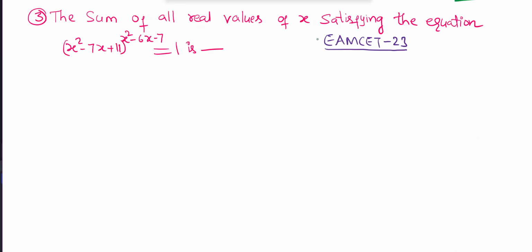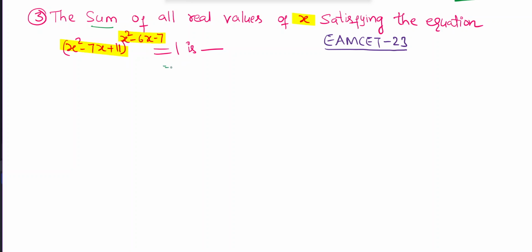This is third question from Eapcet 23. So here is given the sum of all real values of x satisfying the equation x square minus 7x plus 11 whole to the power of x square minus 6x minus 7 is equal to 1. So here is given this equation, x square minus 7x plus 11 whole power x square minus 6x minus 7 is equal to 1.